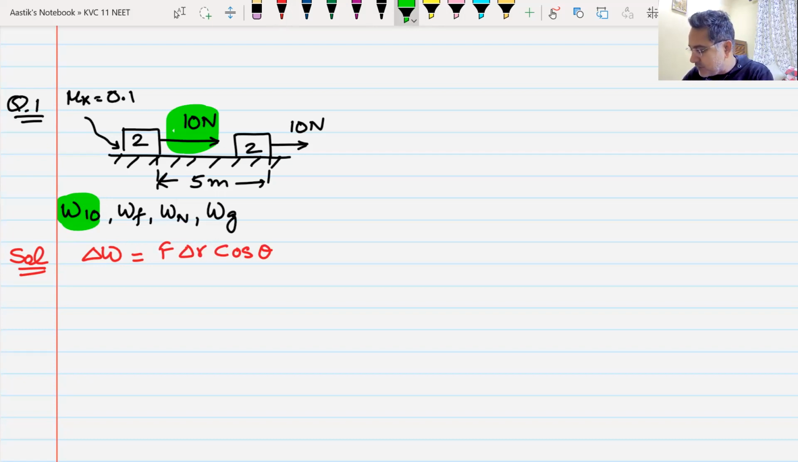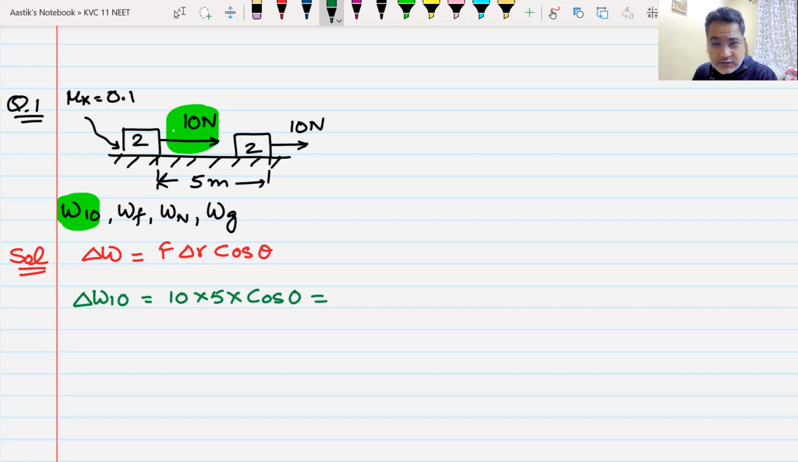So now tell me, how will I find it out? Work done by the 10 Newton force will be equal to the value of force, which is 10, multiplied by the displacement, 5, multiplied by cos of the angle between force and displacement, which is 0. Cos of 0 is 1. So the answer is 50 joules. So it was so simple.